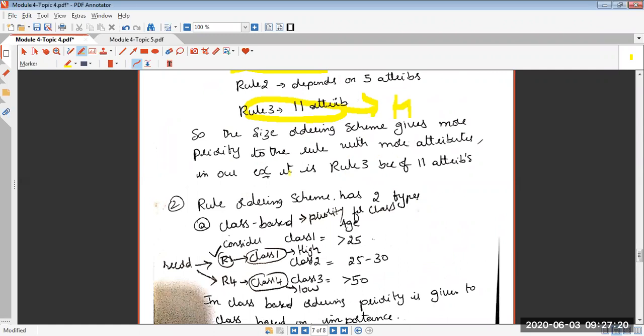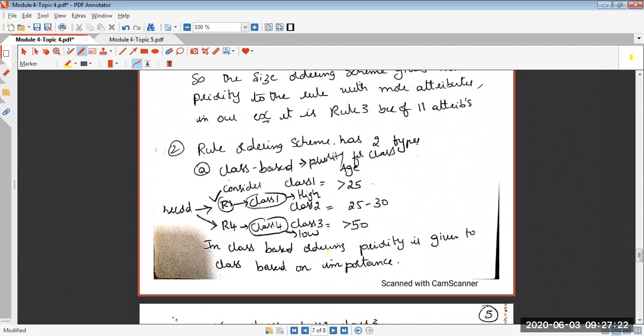Now we are exploring a different platform. The platform in this case is class. You may have 2 or 3 classes, 4 or 5 classes, or 10 or 15 classes, depending on the application. Whichever class is of high importance will be declared a high priority class. The class with low importance is a low priority class.